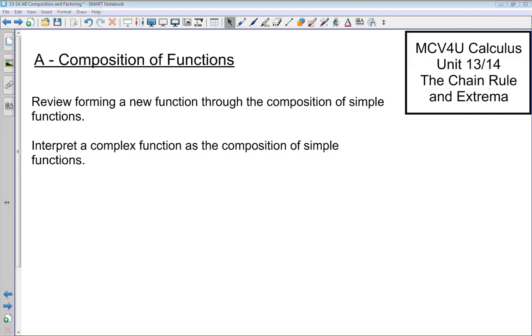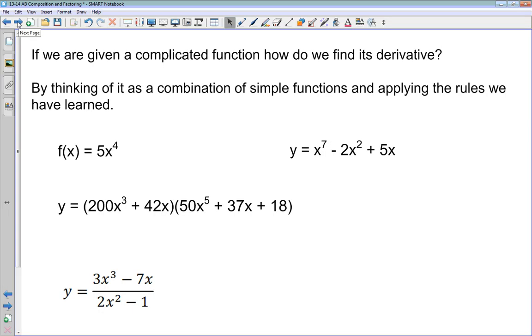So first, let's just see how this all fits into what we've been doing up until now. We have been learning a bunch of rules to take derivatives, okay? And the functions that we've been taking the derivatives of have been getting ever more complicated. And how have we taken the derivatives of these functions? Well, at the very beginning, we learned a few basic rules, and we learned how to think of our more complicated functions as a combination of simple functions, and then apply the rules one by one.